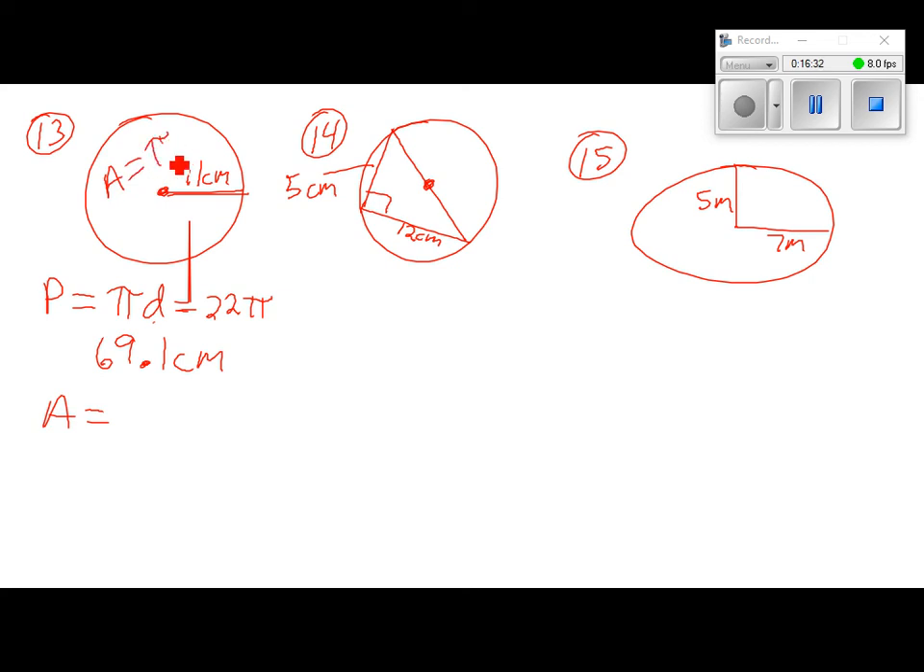Area, don't forget area of a circle. It's just pi times radius squared. Well, this time the radius is 11, so it's going to be pi times 11 squared. If you punch all that into your calculator, you end up with 380.1 centimeters squared.